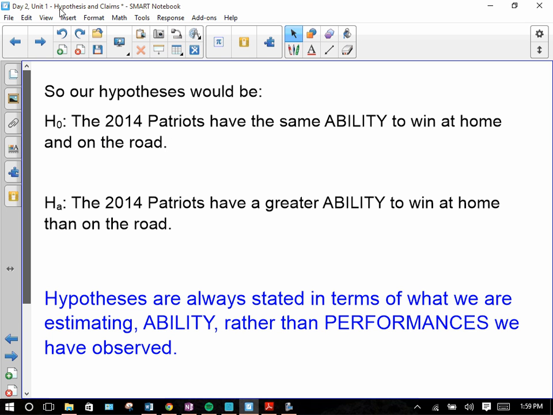These are our two hypotheses right here. I'm going to change them around a little bit. Now I want you guys to tell me what is wrong. Okay? Keep in mind, our hypothesis should always be stated in terms of ability. Okay?